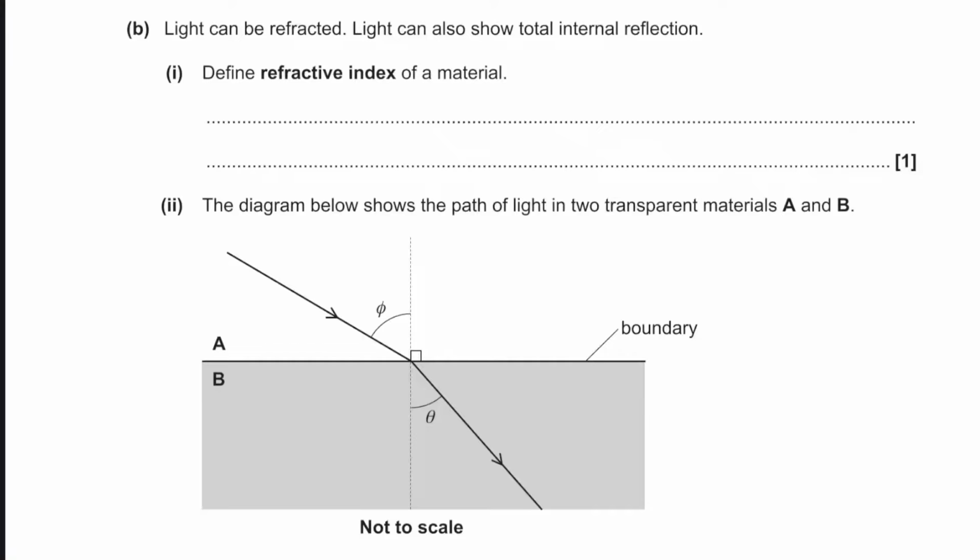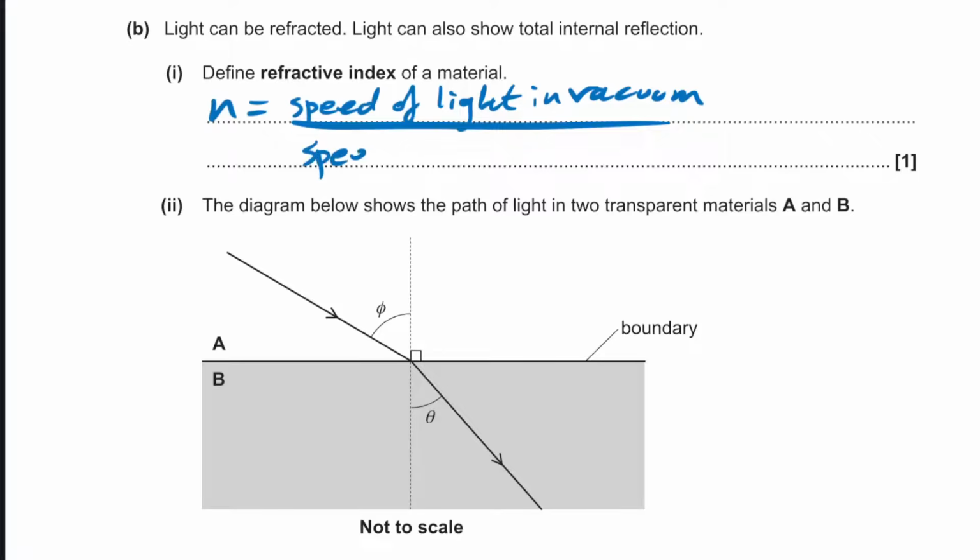Light can be refracted, yeah, we know. Define the refractive index of a material. Well, we could of course say that it's sin i over sin r, but that's not going to be good enough. The refractive index basically tells you how much slower light travels in the medium. So the refractive index is equal to the speed of light in vacuum, because it's always greater than 1, so it has to be the speed of light in vacuum on top, over the speed of light in the medium.